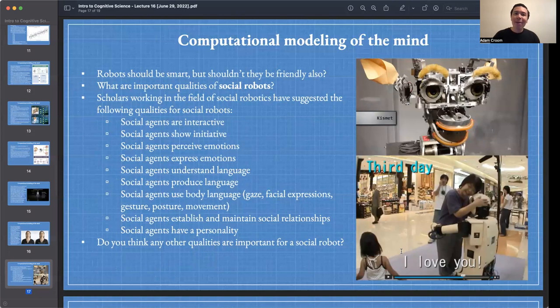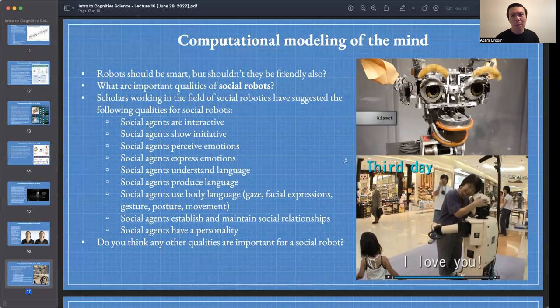So we want artificial intelligence or artificially intelligent agents, robots and whatnot to be smart, but shouldn't they be friendly also? What are important qualities of social robots? Scholars working in the field of social robotics have suggested the following qualities for social robots. Okay, so Cynthia Breazeal from MIT did some groundbreaking work with this social robot Kismet. Okay, and this has motivated a lot of recent research on how to develop social robots.